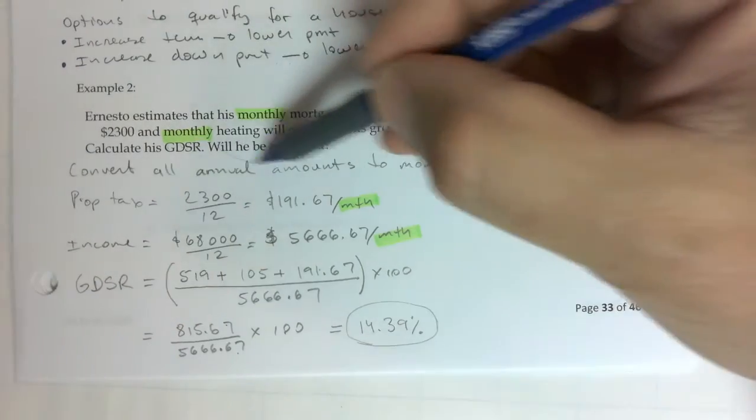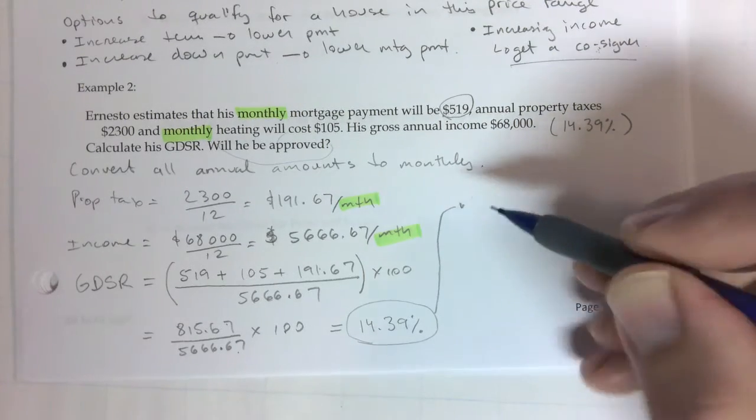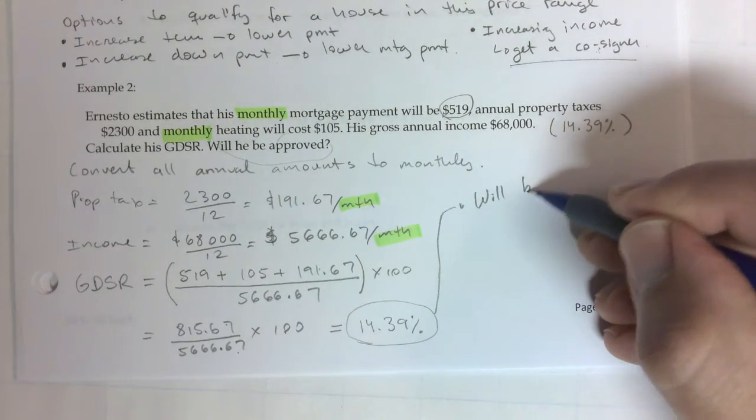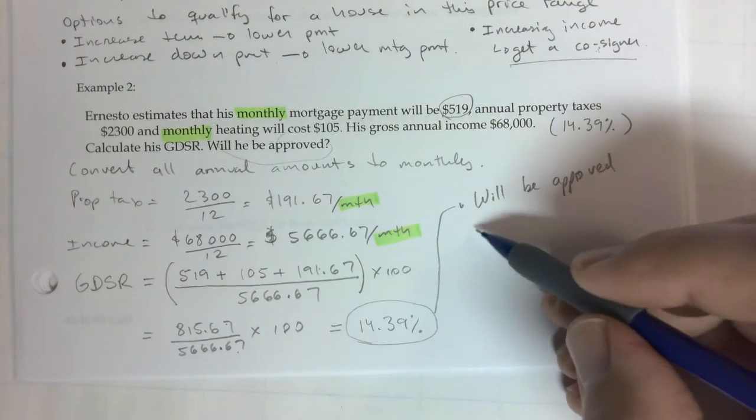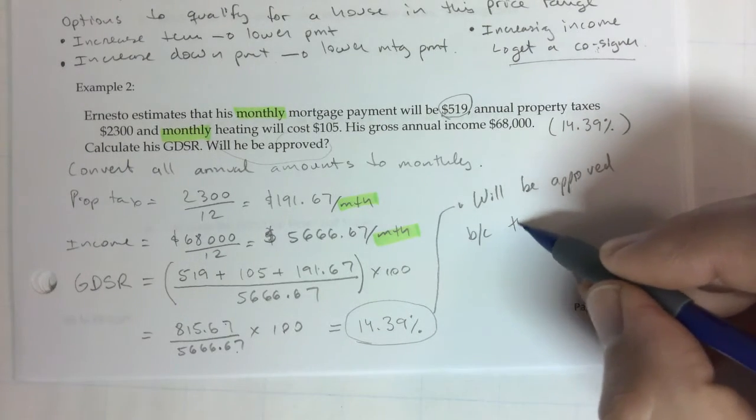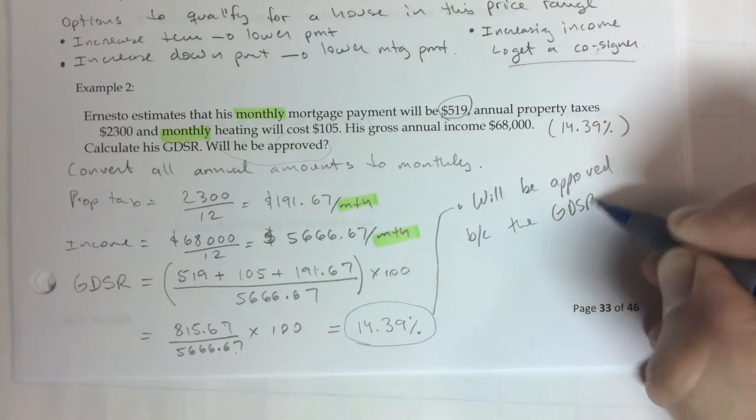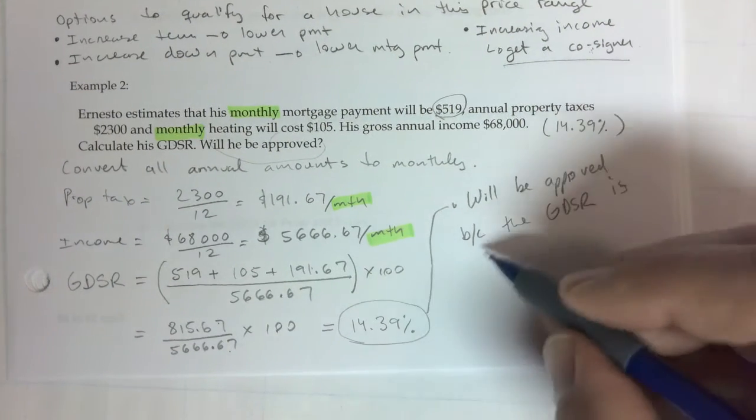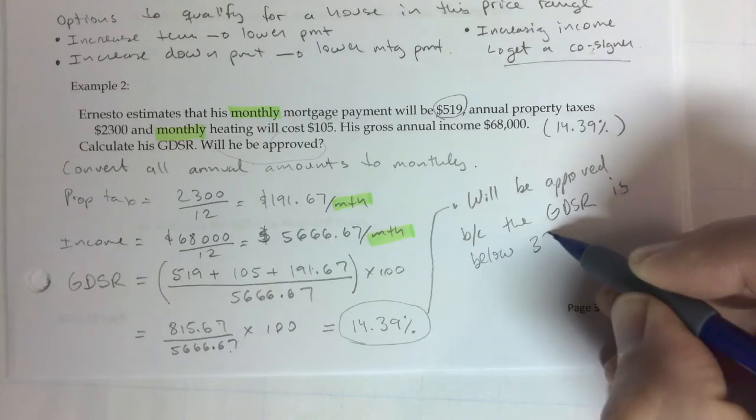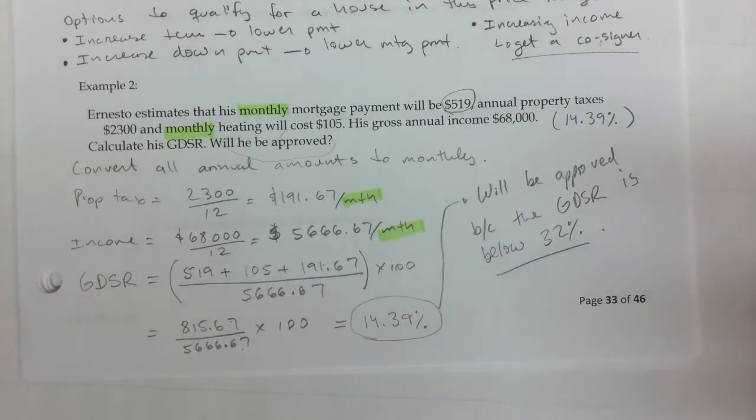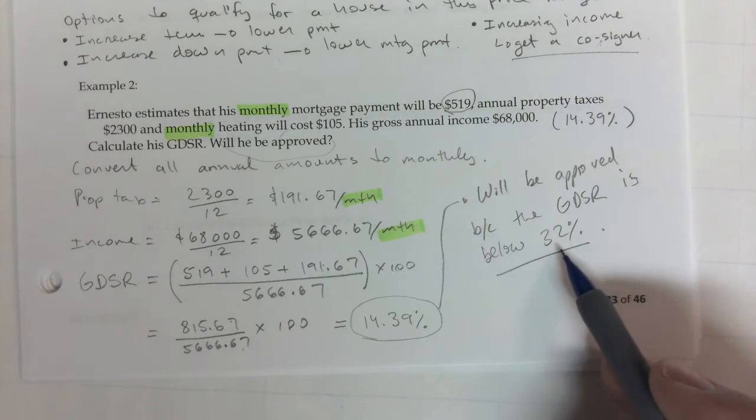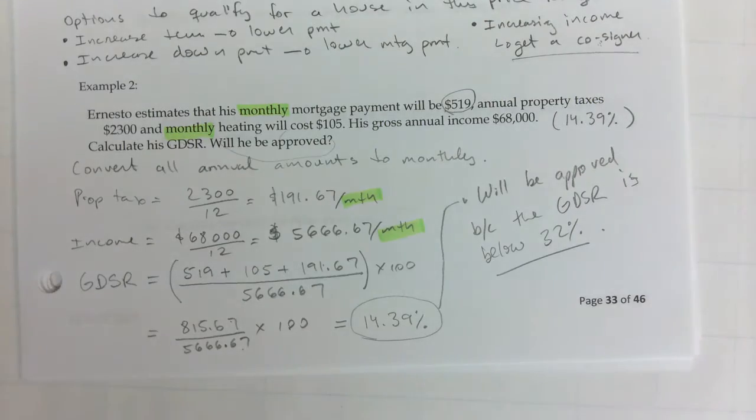And will he be approved? Yes, he will be approved. This is the key for GDSR, because the GDSR is below the 32%. That is the key. If it's above 32%, it would not be approved. If it's below, then yes, it will be approved.